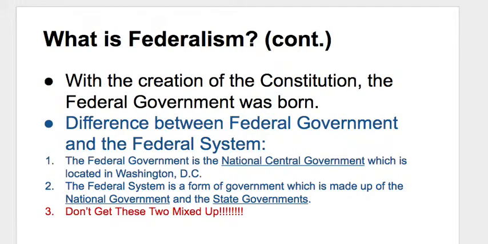With the creation of the Constitution, federalism, or a federal government, was born. The difference between a federal government and the federal system is below. The federal government is the national central government, which is located in Washington, D.C., whereas federalism is that system I just mentioned between the national government and the state government. So try to avoid mixing those two up.